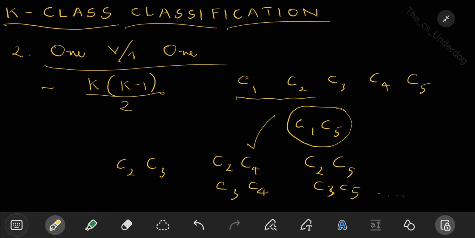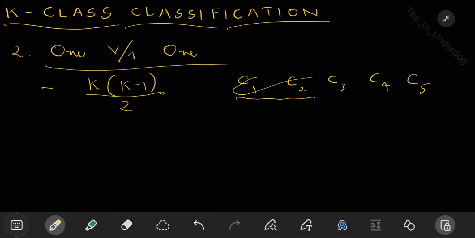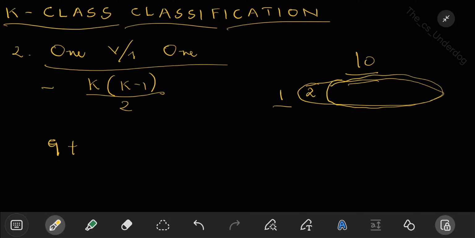Let us just count. That is, how does K into K minus 1 by 2 come up? That's what we are going to see. So let us say you have a total of 10 classes. In that case, the first class you will have to compare with all the remaining 9 classes using 9 classifiers. So you have a total of 9 classifiers now. Plus the second class you have to compare with all the remaining 8 classes, because you already compared with the first class when you were considering the first class.